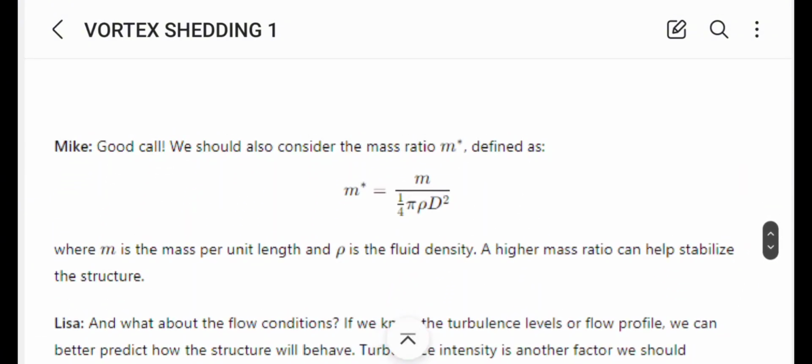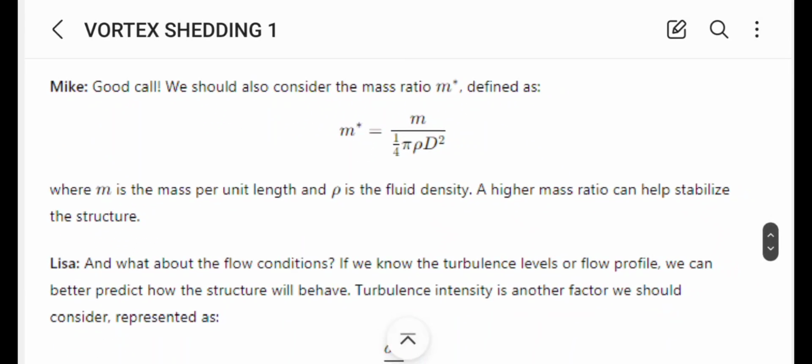Good call. We should also consider the mass ratio m star equal to m divided by (1/2)(pi/4) rho D squared, where m is the mass per unit length and rho is the fluid density. A higher mass ratio can help stabilize the structure, whatever the flow conditions.